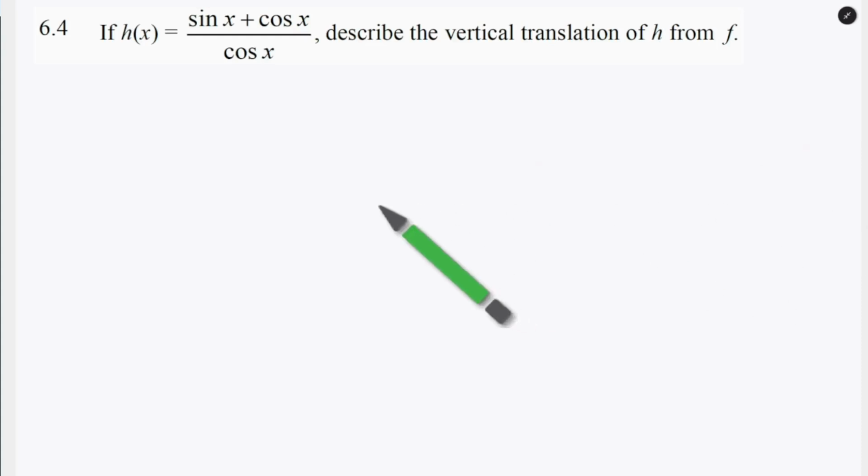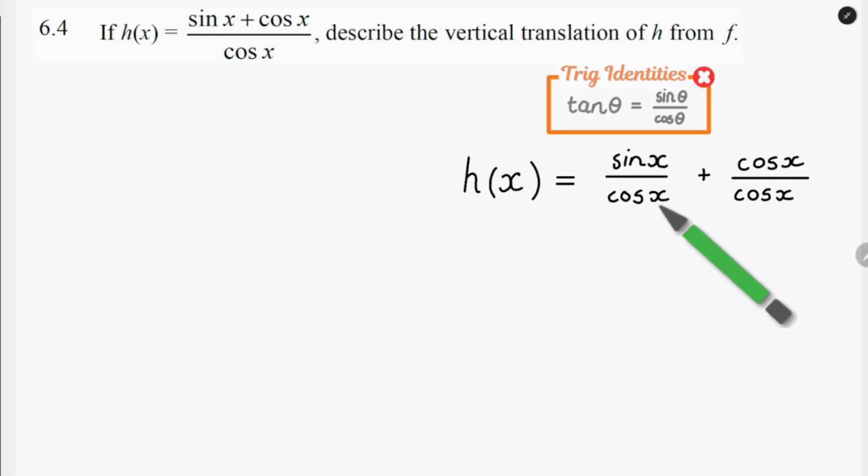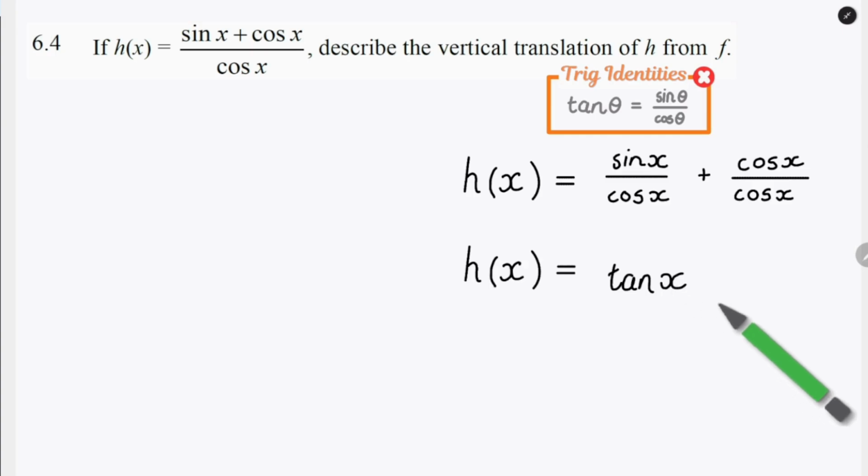In 6.4, we've been given a weird trig expression, and we need to describe the vertical translation of h from f. So I so desperately want to simplify this thing. So there's one term in the denominator, so I want to split up the numerator over the original denominator like so. So I put sin x over cos x plus cos x over cos x. And a sneaky little trig identity emerges: sin over cos will change into a tan theta, but in our case, it's going to be a tan x. Cos over cos is simply just 1.